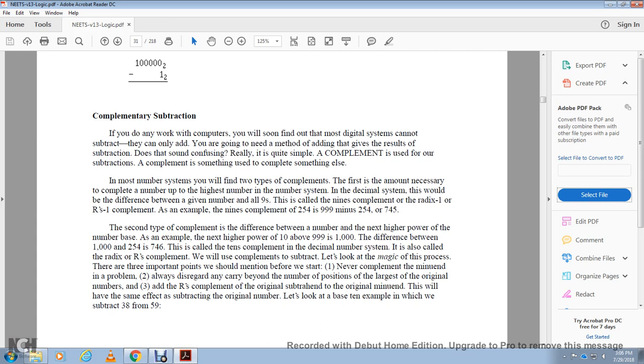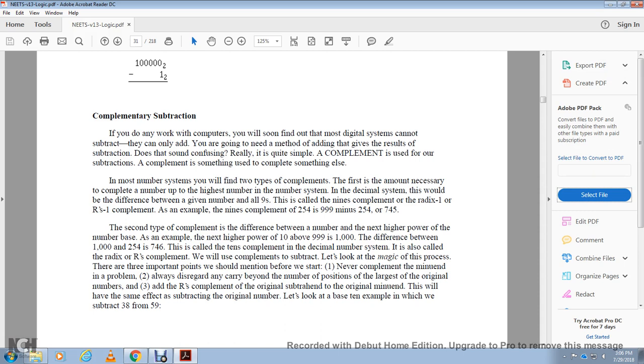The second type of complement is the difference between the number and the next higher power of the base. For example, the next higher power above 999 is 1,000. The difference between 1,000 and 254 is 746. It's called the 10s complement in the decimal number system. This is called the radix complement. The use of the complement: when you will use complements to subtract.